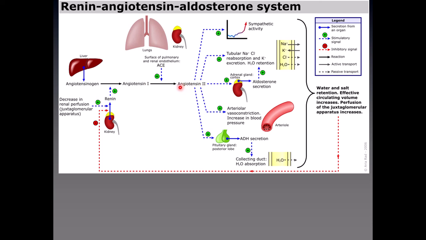Angiotensin 2, which I already discussed, is a potent vasoconstrictor, and it has many functions. Let's discuss them one by one. One function of angiotensin 2 is that it sends a stimulatory signal to the sympathetic activity, to the sympathetic pathway.